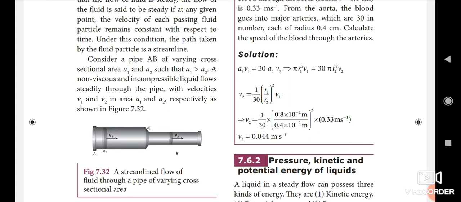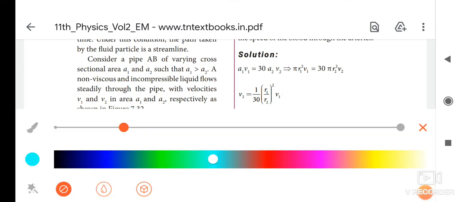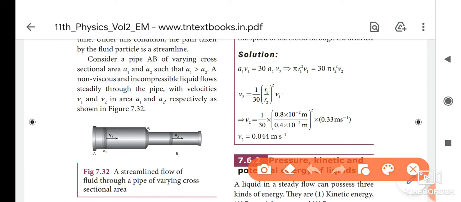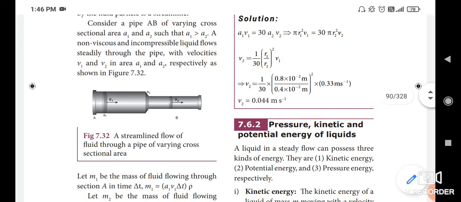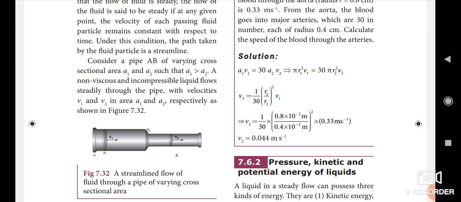So consider a pipe having the length AB. It consists of varying cross sections. What is meant by cross section? This is a cross section. Here also one cross section is there. So these are the cross-sectional areas. Consider a pipe AB. It consists of varying cross-sectional areas A1 and A2, such that A1 is greater than A2.